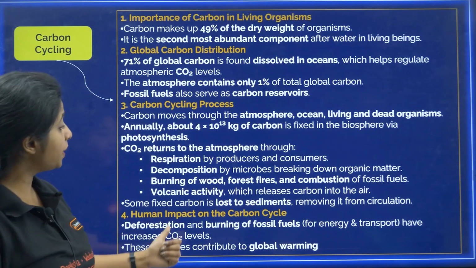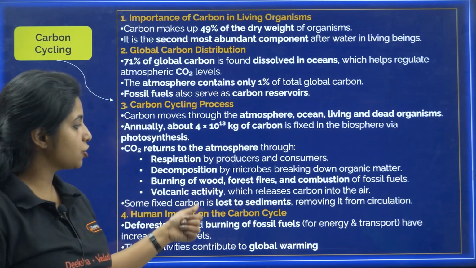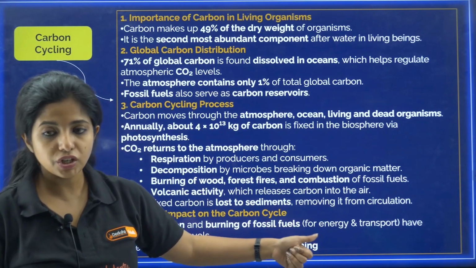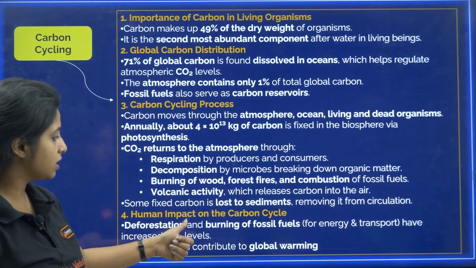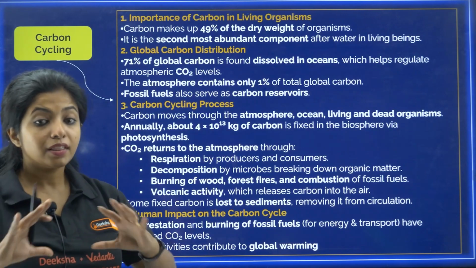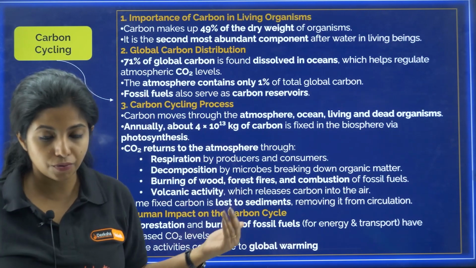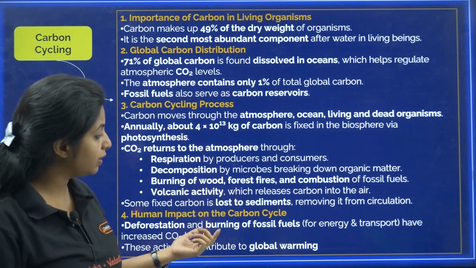Now, human impact on the carbon cycle. Deforestation and burning of fossil fuels, my dear children, for energy and transport have increased the CO2 level. Have increased what? The amount of CO2 in the atmosphere beyond our control. Now, when it happens, what happens? It will lead to what?